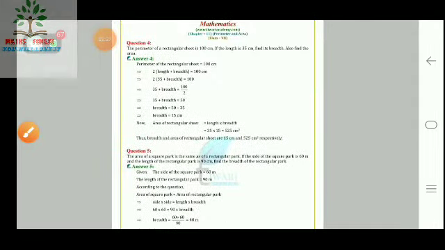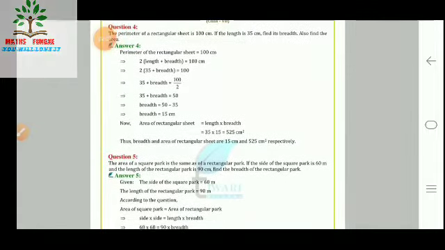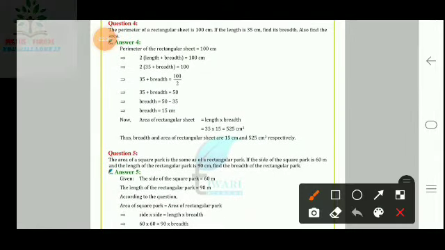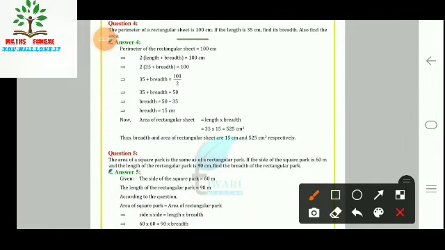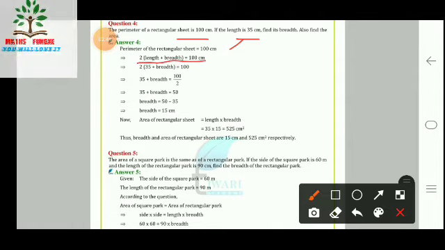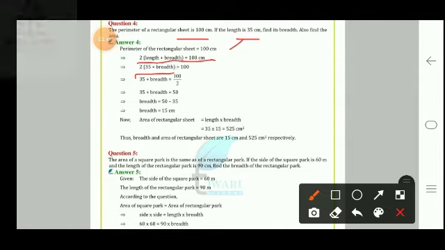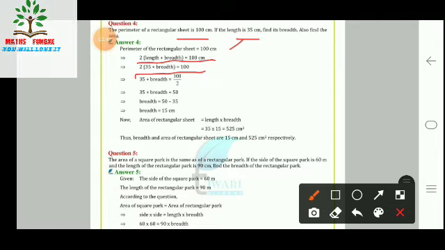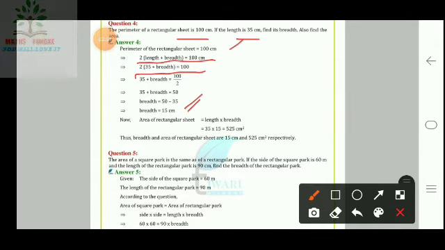Now in question number 4, we have the perimeter of a rectangular sheet as 100 centimeter and the length is 35 centimeter. Find its breadth, and also the area. So first we have to find the breadth. Twice L plus B is equal to 100. Putting the values, twice 35 plus B is equal to 100, that is breadth is equal to 15 centimeter. Now the area is L into B, which is equal to 35 into 15, that is 525 centimeter square.